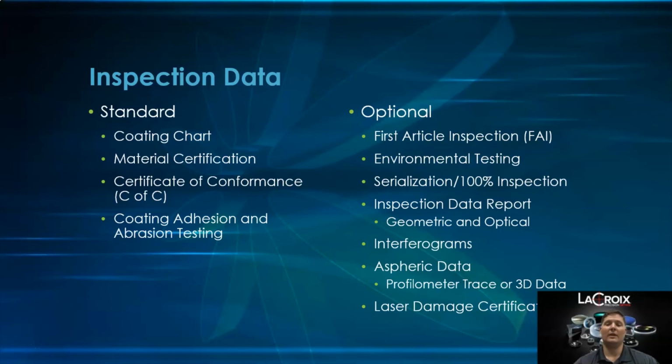You may need inspection data on every geometric and optical tolerance on the part, or you may just need to know what the diameter and center thickness is. Let us know. We can work out a deal for that. You may need interferograms or aspheric data, including profilometer traces, 3D data, or a laser damage certification. But all of this needs to be specified as it is not included.